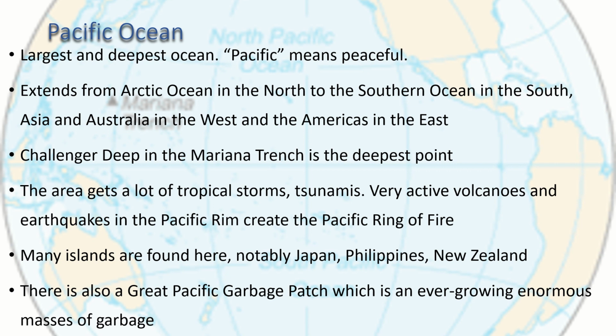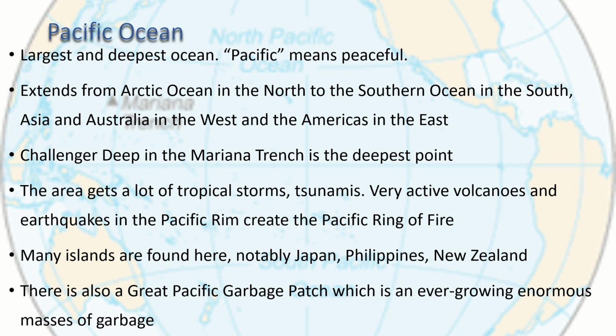So this ocean is about 16 crore square kilometers in area, and it is the largest division of the world oceans. It covers about 46% of the Earth's water surface and about 33% of the total Earth's surface. So it is larger than all the land masses combined.